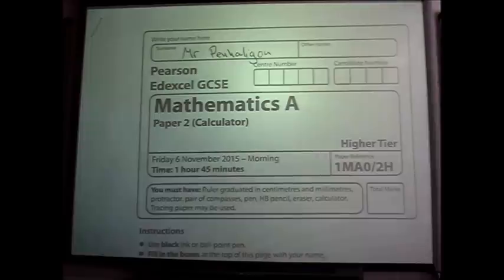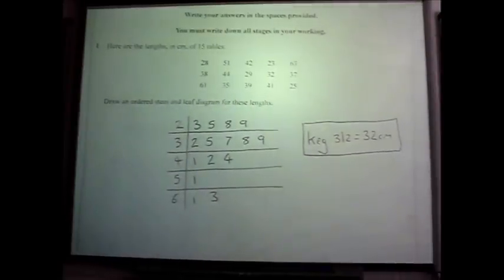This is the 6th of November, the higher Edexcel GCSE maths paper. It is the calculator paper. Question 1. It's a stem and leaf diagram. The answer is basically on your screen now.